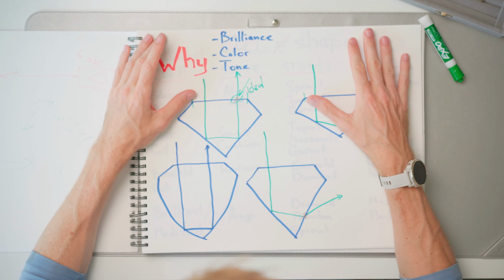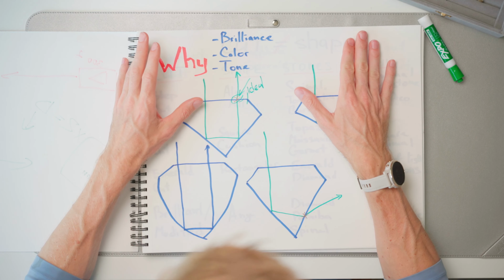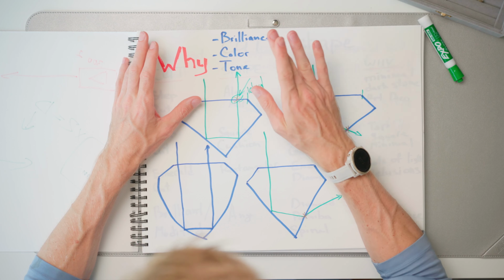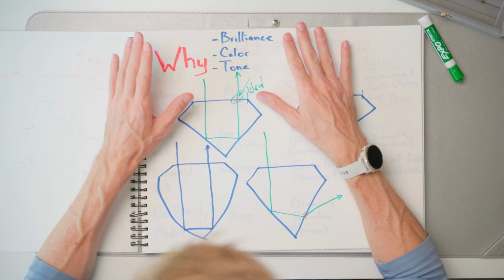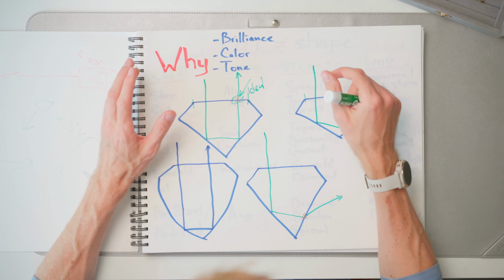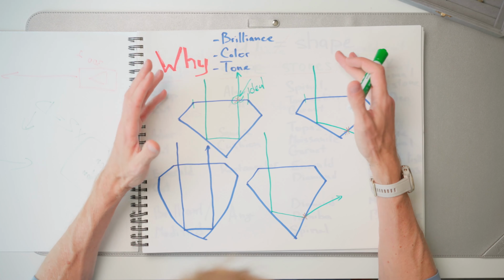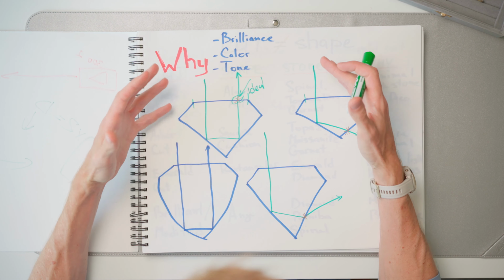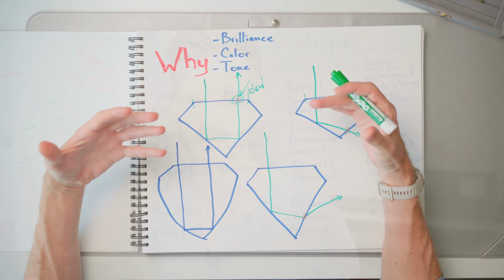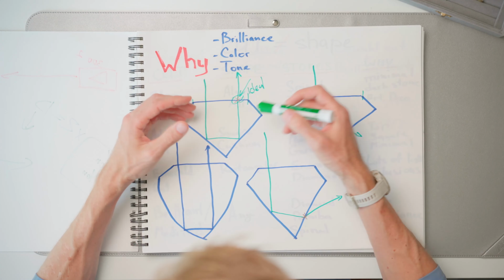Well, the big why here has three answers. First of all, it's brilliance, second is the color, and third is the tone. And let me explain why. First of all, we do care about the brilliance. We do care how much our stone works. And sometimes you would think that the amount of inclusions or the clarity of the stone or some other things would affect the brilliance of the stone. Well, in reality, the cut affects the brilliance of the stone the most. And here's why it's happening.